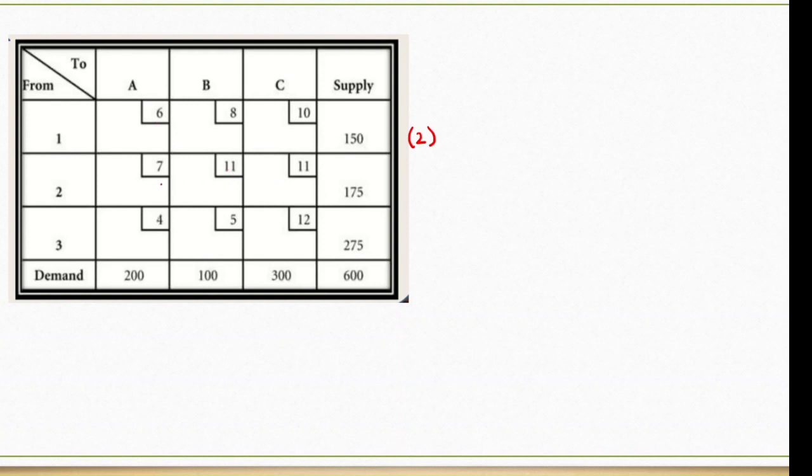Now in the next row it's 7 and 11. So 11 minus 7 is 4. Next, third row, 4 is the lowest, 5 is the second lowest. So it's 5 minus 4, 1. Similarly, I'll be calculating the penalties for the columns. In the first column, the lowest is 4, second lowest is 6, so it becomes 2. In the second column, the lowest is 5, second lowest is 8, it becomes 3. Similarly, for the third column, 10 and 11, so 1.